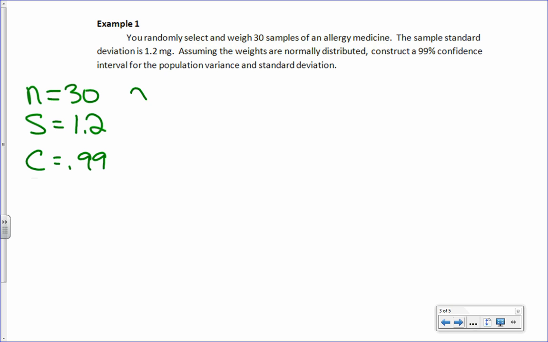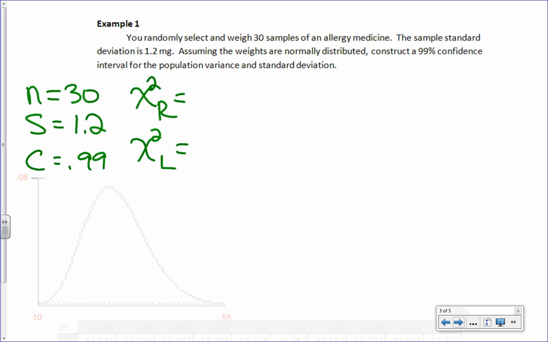So let's find chi-squared right, chi-squared left. Because what information is in there? In chi-squared right and left are my sigma squareds. It's in there. I got to get it out.